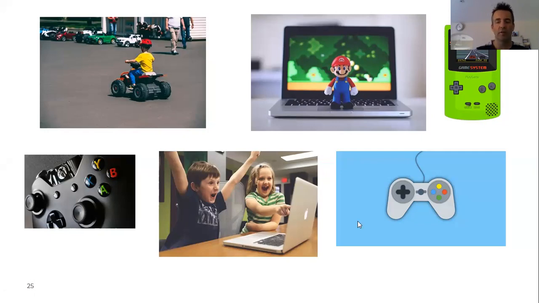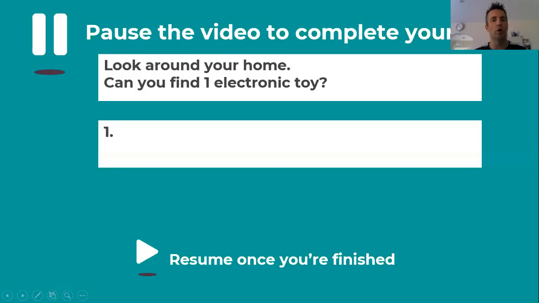So your task is going to be, can you look around your home and find 1 electronic toy? So all those toys on the last slide needed batteries or a plug to be powered, to work. Can you find 1 around your home? Off you go, go and find it. Good luck.